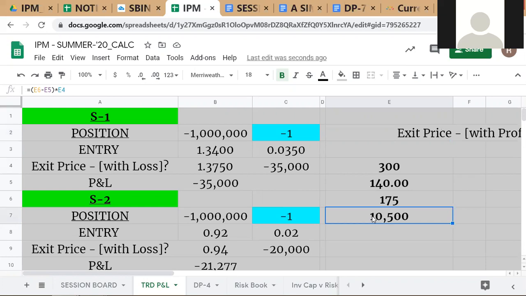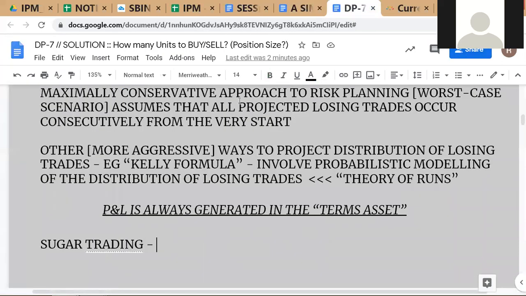This 10,500 rupees that you earn today, what is this? This is not sugar. It's not like you earn 10,500 quintals of sugar, right? This is Indian rupees. Is this clear? Very basic stuff, but an important principle to remember. You can get confused when you start looking at currency markets and things like that, but if you keep this basic principle in mind, you will not get confused. P&L is always generated in the terms asset. So this 10,500 is in Indian rupees, which is the terms asset.